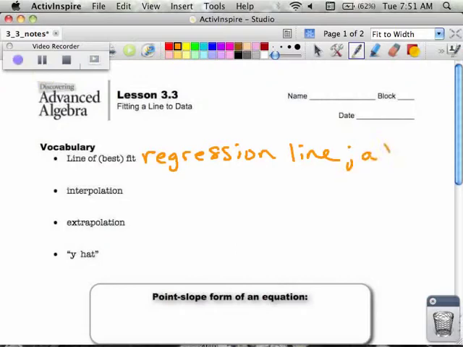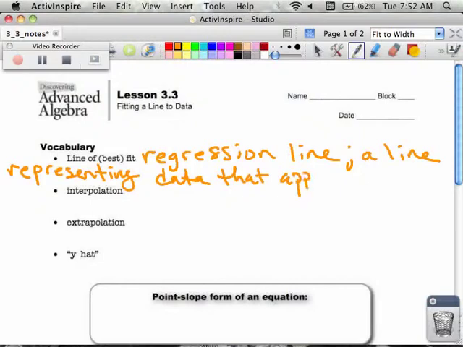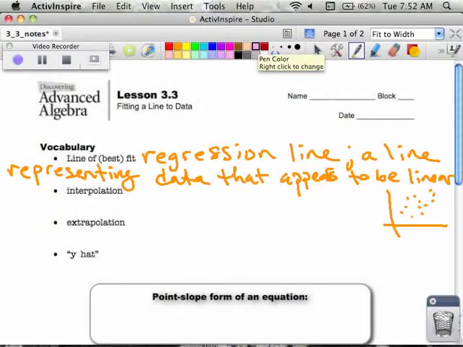So a regression line, or a line of best fit, hopefully is a line representing data that appears to be linear. And oftentimes we call this data a scatter plot, and we're looking for something like that. Line of best fit.